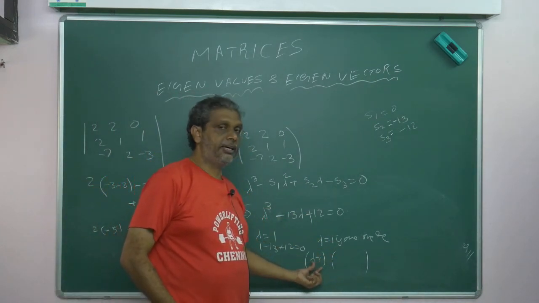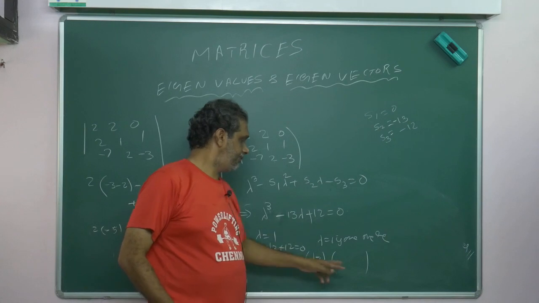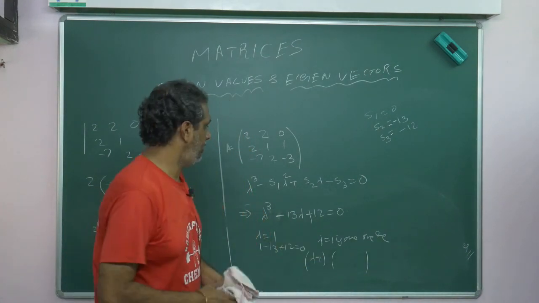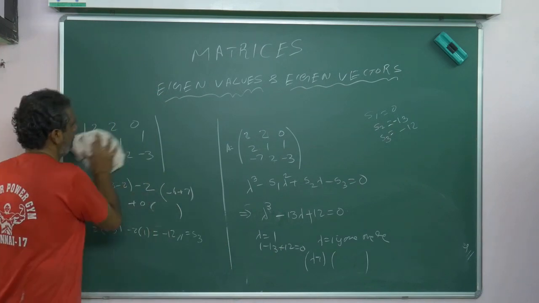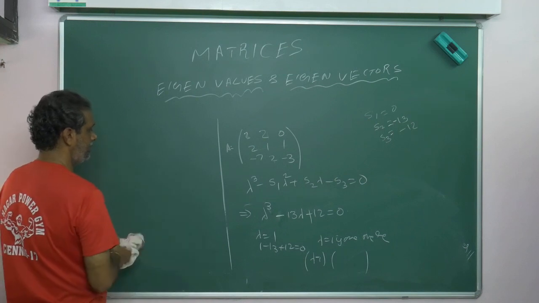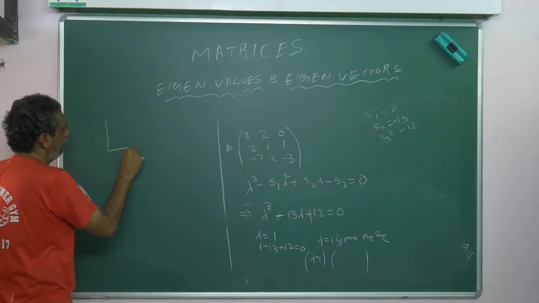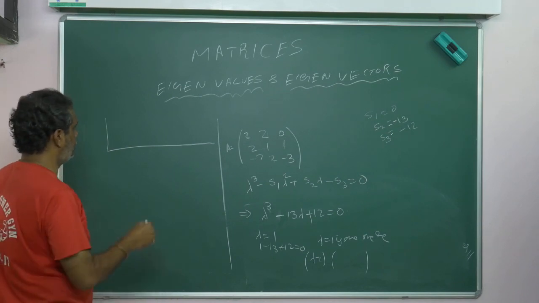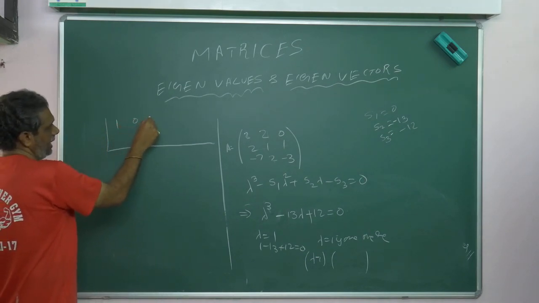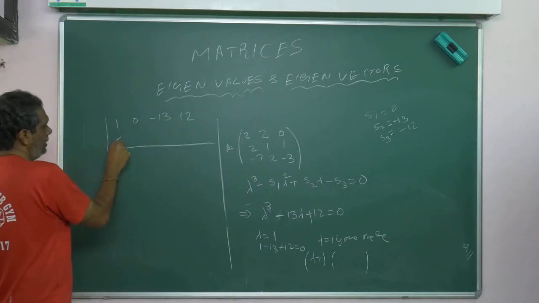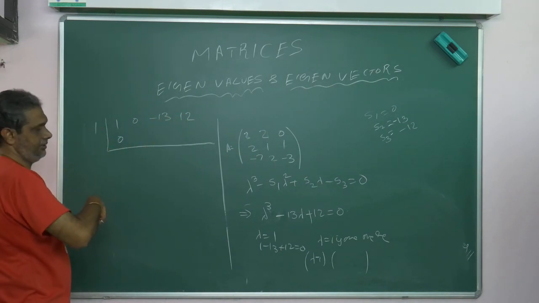Already I got lambda minus 1. If I take lambda minus 1 out, the balance term is second degree. So how to find the second degree? Wait, I will tell you. Using synthetic division, this is already 9th standard. We learned factor theorem and root theorem. Lambda cube 1, lambda square 0, lambda's coefficient minus 13, 12. 1 below, 1 is the root.